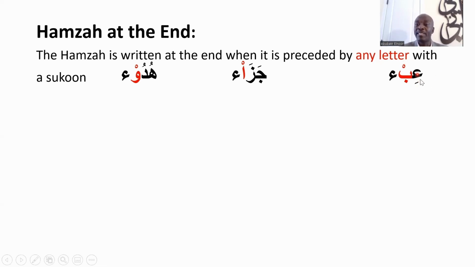So in this case, let's read this. Ib is a burden, like a burden of something, a burden to prove something or to do something. Ib. So the ba has the sukoon preceding the Hamza, so that's why the Hamza is seated alone.